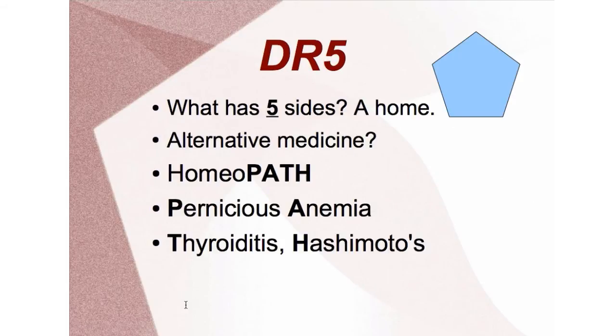Finally, this one is a little bit of a stretch, but I assure you that after you use these ridiculous mnemonics, even if it seems stupid, the stupider it is will probably make it easier to remember. So for DR5, I think of what has 5 sides, and I think of kind of a home in like this pentagon-y shape. So what is alternative medicine? Some of that is called homeopathy. And so I think of homeopath, and that path helps me remember pernicious anemia for the PA, and then with a little bit of creativity, you move around thyroiditis and Hashimoto's to remember Hashimoto's thyroiditis.